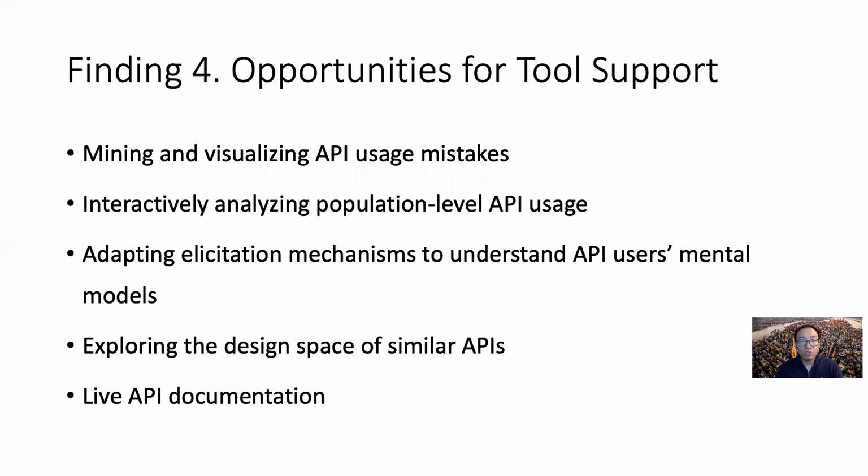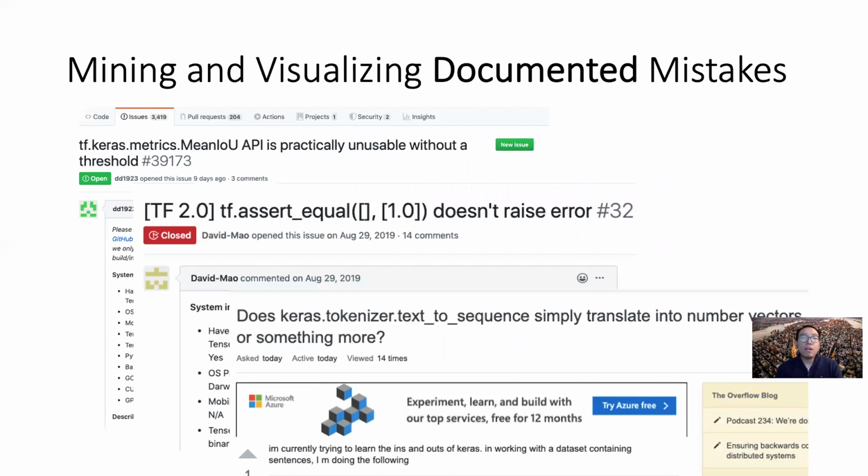Finally, tool support opportunities. We summarized five opportunities based on the needs of API designers. But again, for time reasons, I will only illustrate the first one, mining and visualizing API usage mistakes. Many API usage mistakes have already been documented in online Q&A forums and GitHub issue pages. It will require us to extend existing mining techniques to analyze this kind of non-code data, maybe using some NLP techniques. And we should also think about how to represent this information in a concise manner so API designers won't feel overwhelmed by this information.